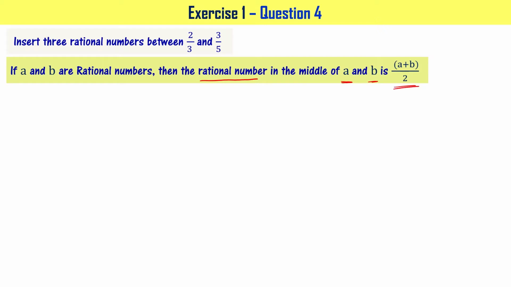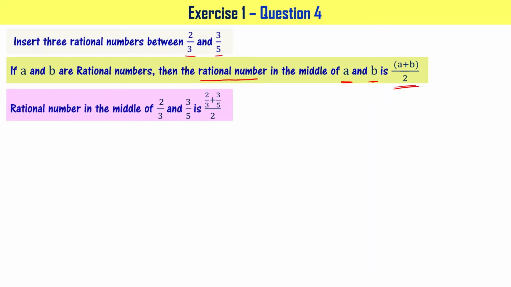With the help of this, I can find a number in the middle of these two numbers, right? 2 by 3 and 3 by 5. The rational number in the middle of 2 by 3 and 3 by 5 is (2 by 3 plus 3 by 5) divided by 2, right? I said this is A, this is B. That's why (A plus B) by 2, right? Let's find what is the value of (2 by 3 plus 3 by 5) divided by 2. For that, let me first evaluate the numerator, that is 2 by 3 plus 3 by 5, right?